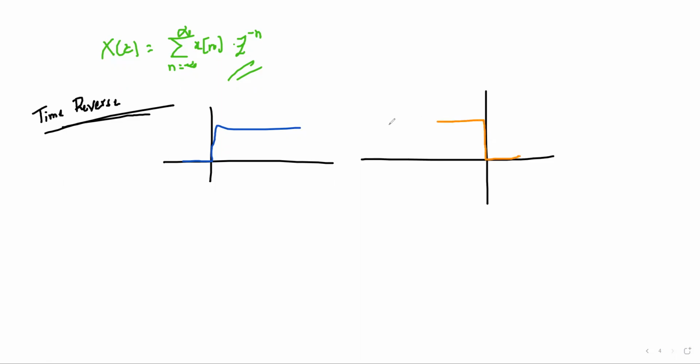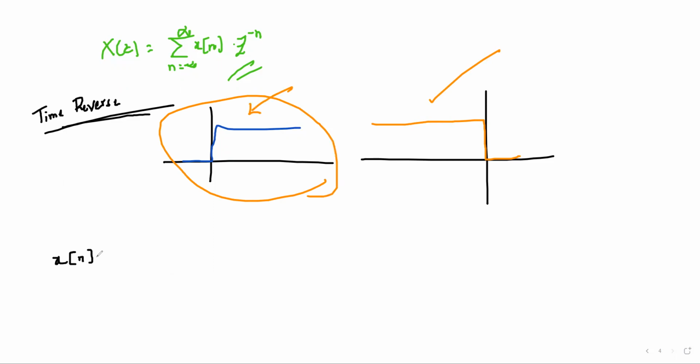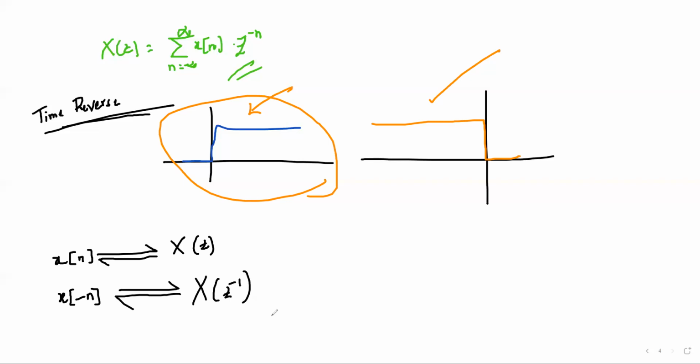So if my signal is plotted like this, then this is a shifted or time reversal version of this particular signal. So this is a time reversal version. In Z transformations also, if I have my signal as x of n and I apply Z transformation to this, I get x of z. And if I have my signal as x of minus n, then my Z transformation can be written as x of z inverse.